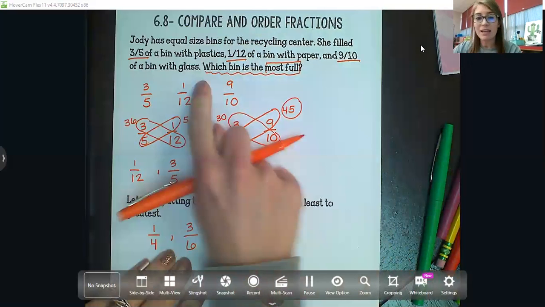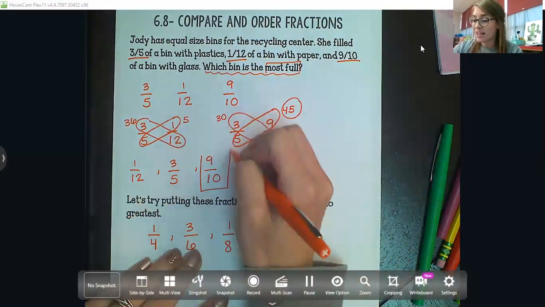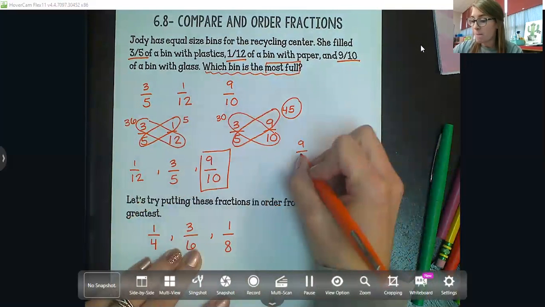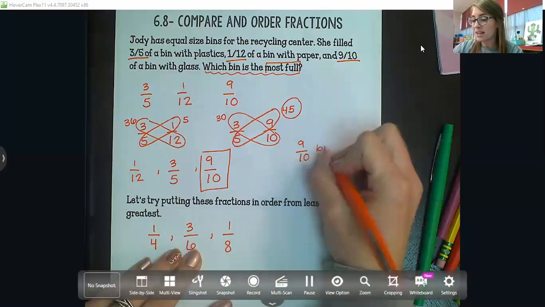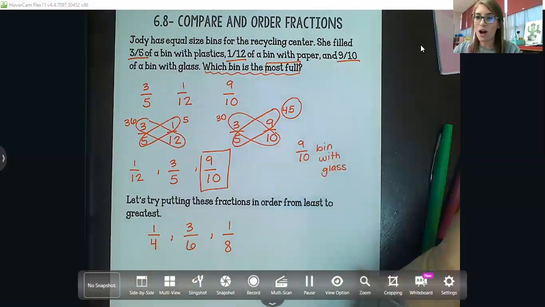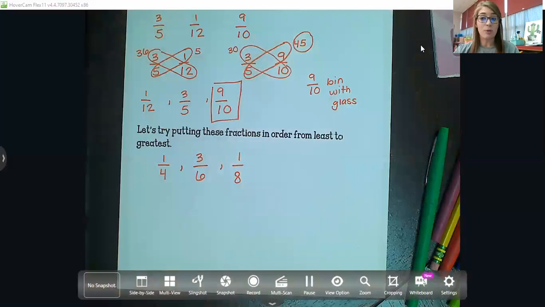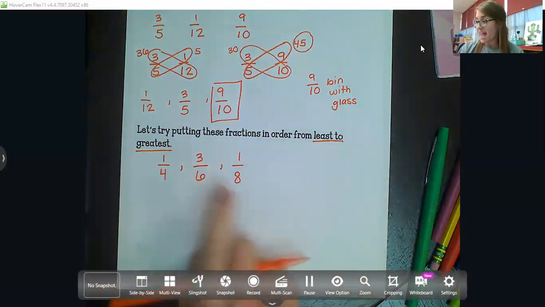So which bin is the most full? Very good. The 9/10 bin with glass is the most full. Very good. Okay, let's do one more example. Let's try putting these fractions in order from least to greatest. Now, sometimes they might ask you to put them from greatest to least, so you need to make sure that when you're reading problems like this that you always pay attention to the order they are asking you to put them in, okay? All right, so we've got 1/4, 3/6, and 1/8.